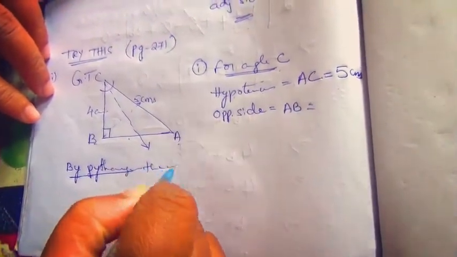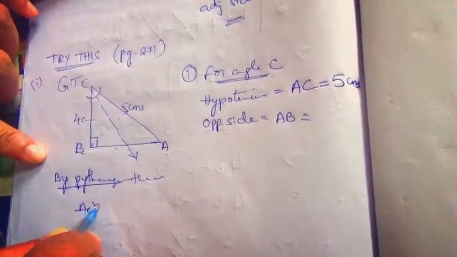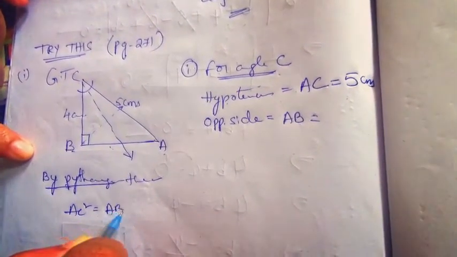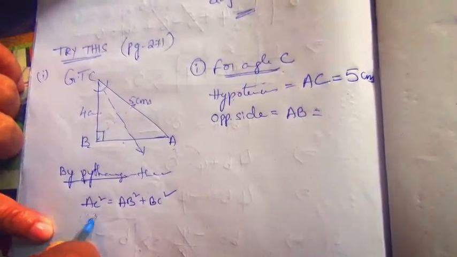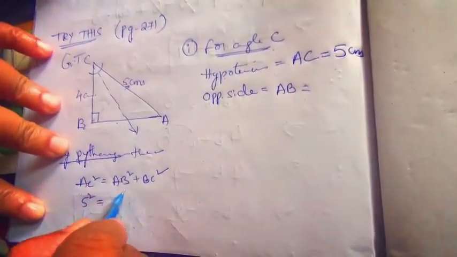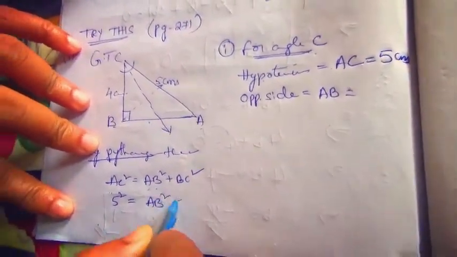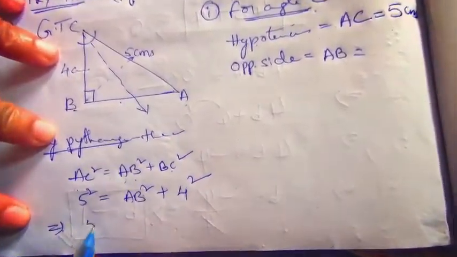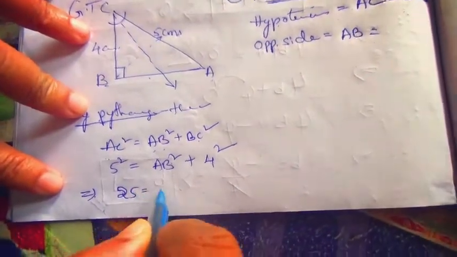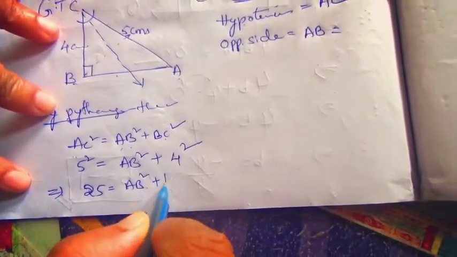By the Pythagoras theorem, AC square is equal to AB square plus BC square. That is, AC square is 5 square, equal to AB square, which we don't know, plus BC square, which is 4 square. That implies 5 square, that is 25, is equal to AB square plus 16.